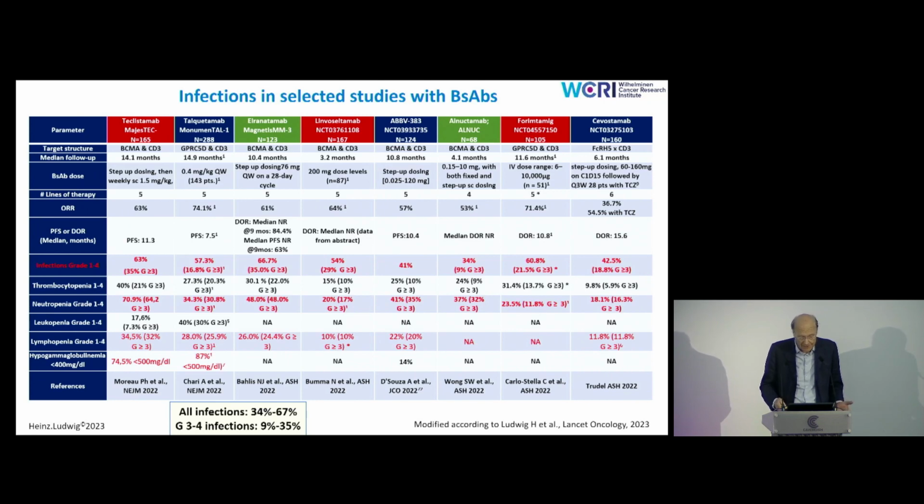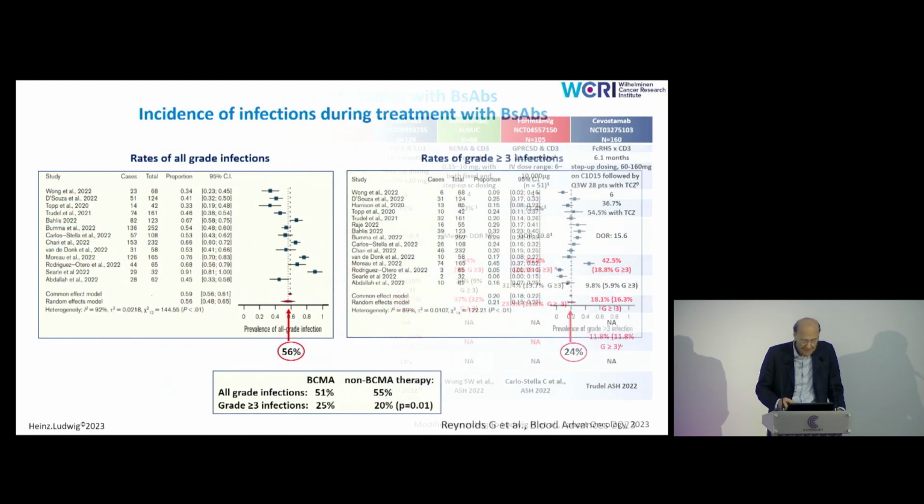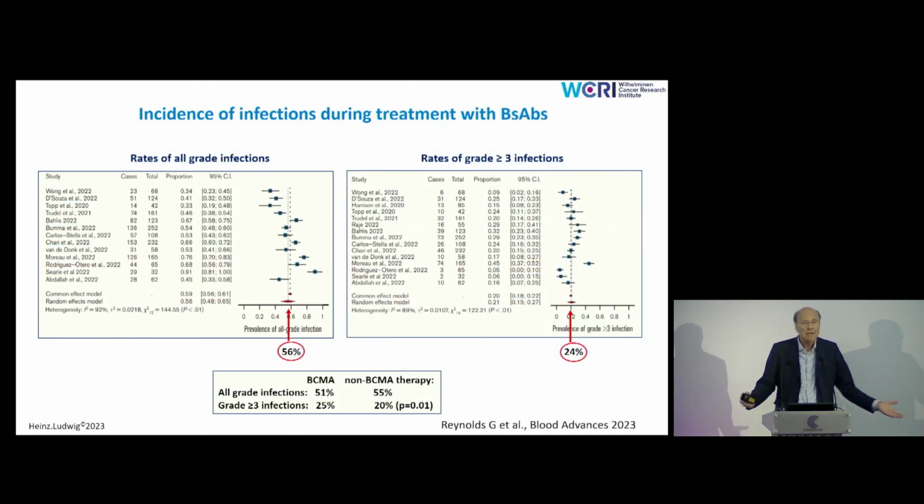So that is actually a new scenario. We have dealt with infections all the time until now, but this is really new because the impact of these novel treatments on the immune system is, of course, much more severe than it was before. And when you meta-analyze all the evidence which is available, you see here the risk for infection is 65%, and the risk for severe infection, grade 3, 4, and even grade 5, is 24%.